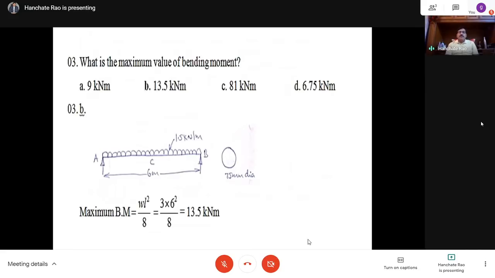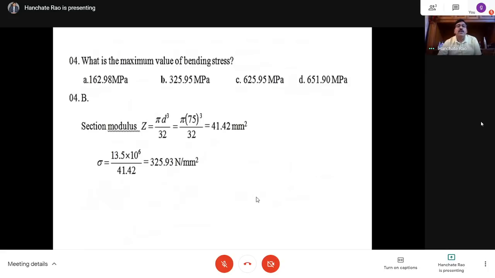We know maximum bending moment for a simply supported beam is WL square by 8. So W is 3 into span is 6. WL square by 8 is the bending moment. Then what is the next question? What is the maximum value of the bending stress?